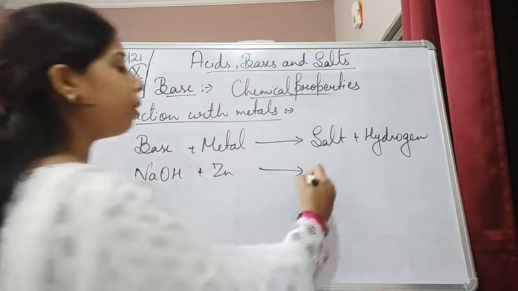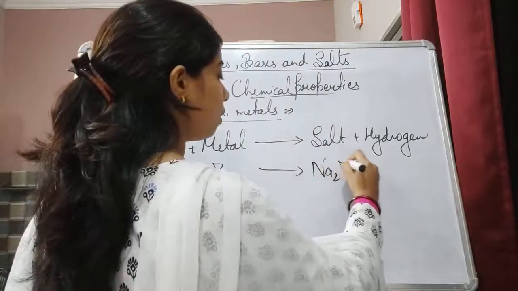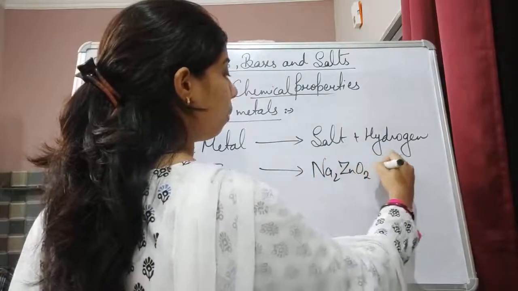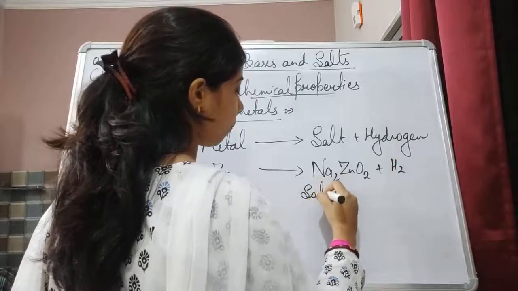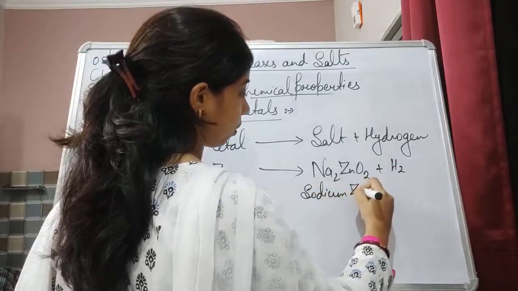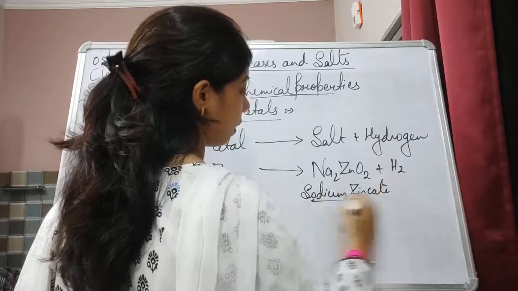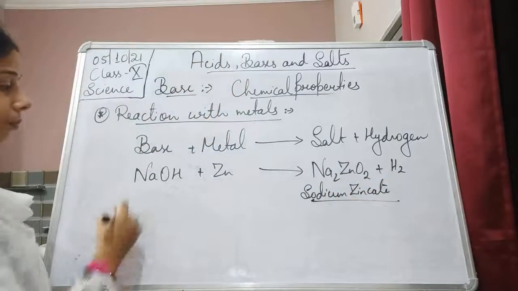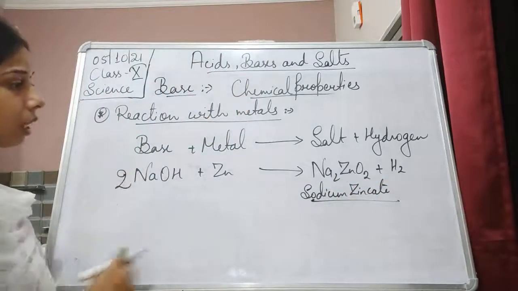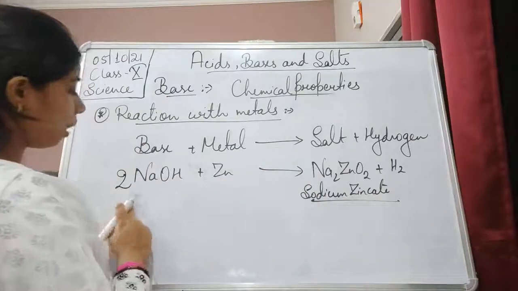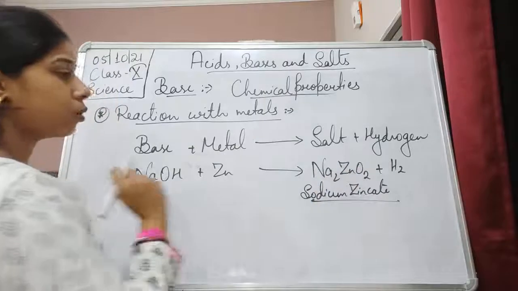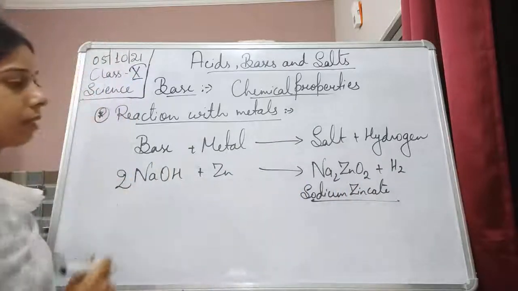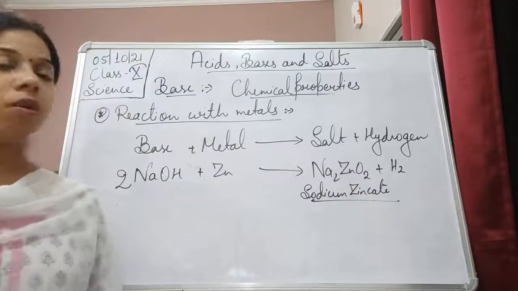So the formula will be Na2ZnO2 plus H2 released along with sodium zincate. Sodium here is 2, now it is also 2, oxygen is 2, oxygen is also 2, hydrogen is 2, hydrogen is 2, and zinc. Yes, now it is balanced. So what happened?